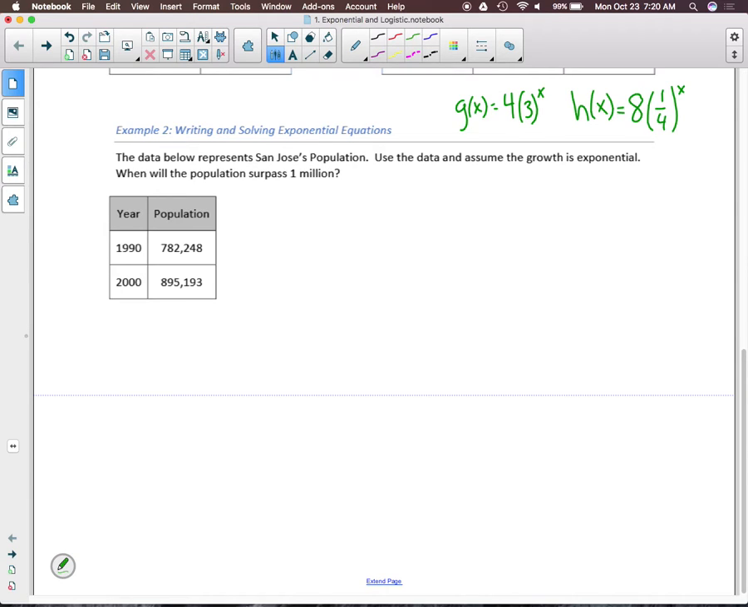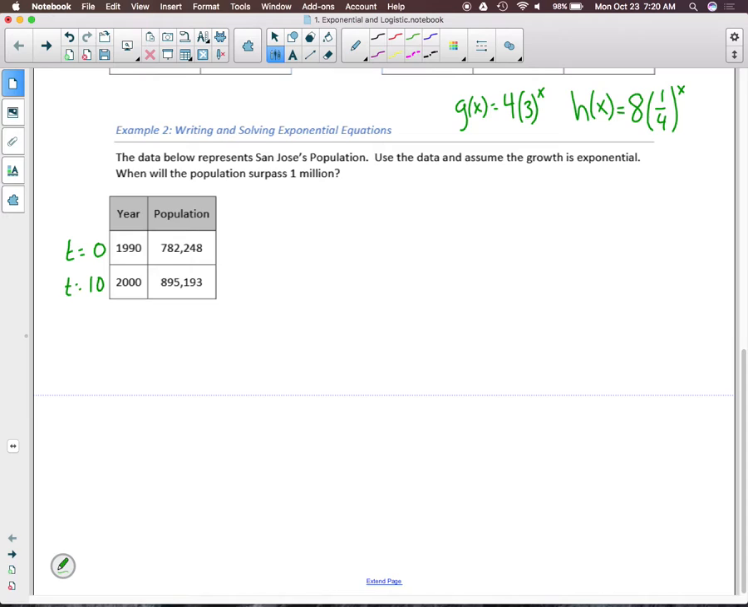So one of the things that we typically do with years in a table is let 1990 equal t equals 0, and then we'll let 2000 be t equals 10. You actually could let t equal 1, and then your time intervals would be 10 years, but it's easier for most of us to think about this if we let each year actually be a year.